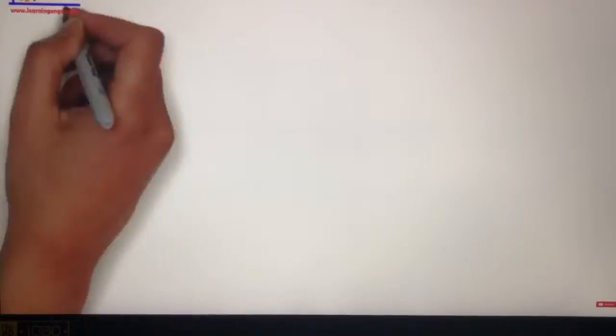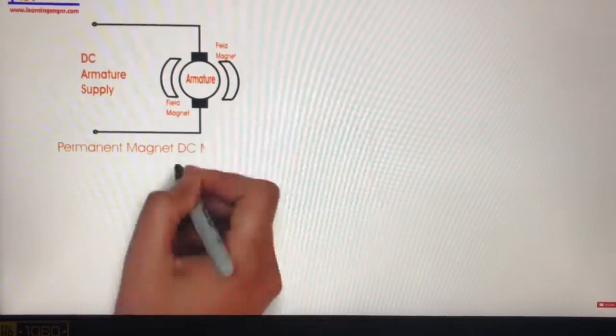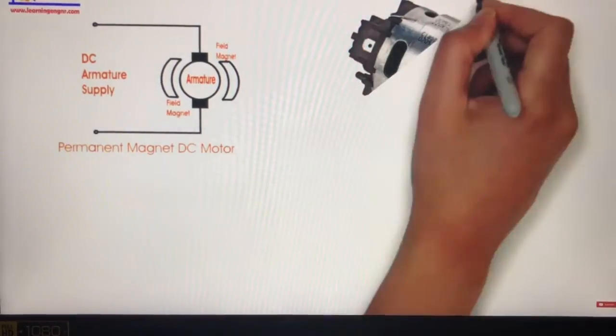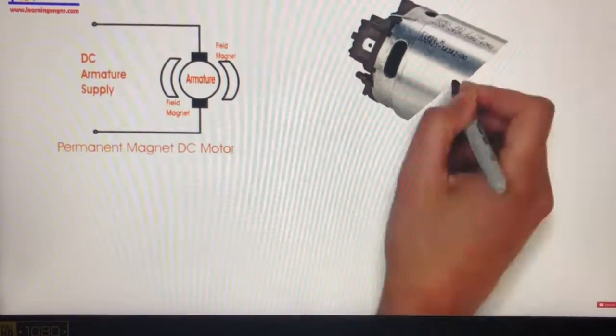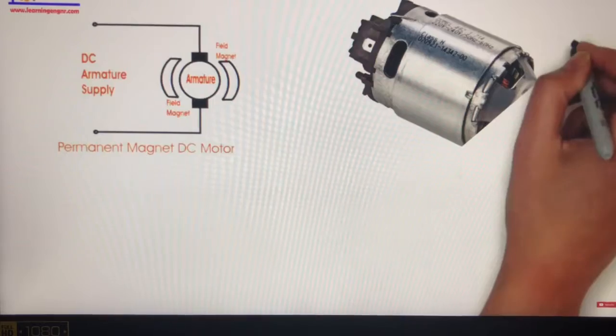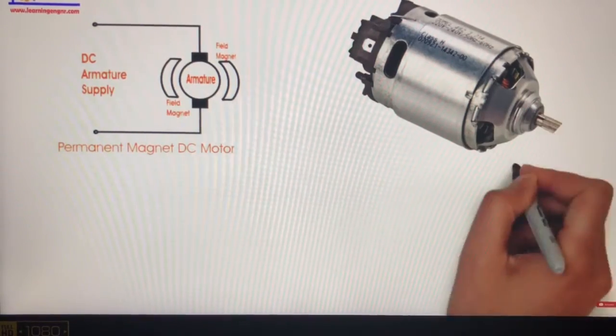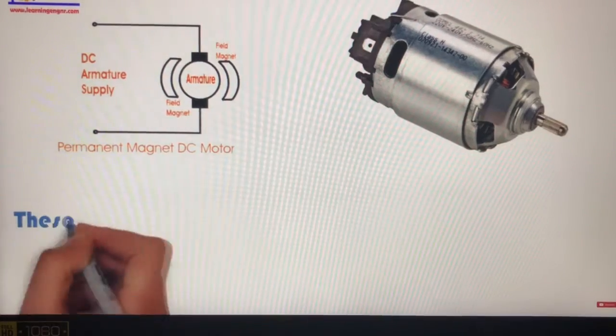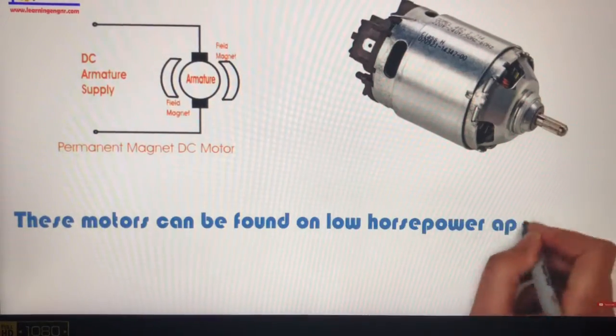First, permanent magnet motors. The permanent magnet motor uses a magnet to supply field flux. Permanent magnet DC motors have excellent starting torque capability with good speed regulation. The disadvantage of permanent magnet DC motors is that they are limited in the amount of load they can drive. These motors can be found in low horsepower applications.